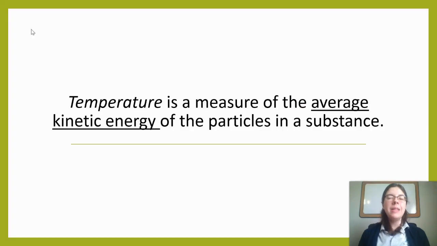So first of all, temperature is a measure of the average kinetic energy of the particles in a substance. So within any substance, you're going to have a mixture of particles moving at different speeds. Some will be very fast, some will be very slow, but we want to think about the average. So substances that have a higher average kinetic energy will be at a higher temperature than substances that have a lower average kinetic energy.